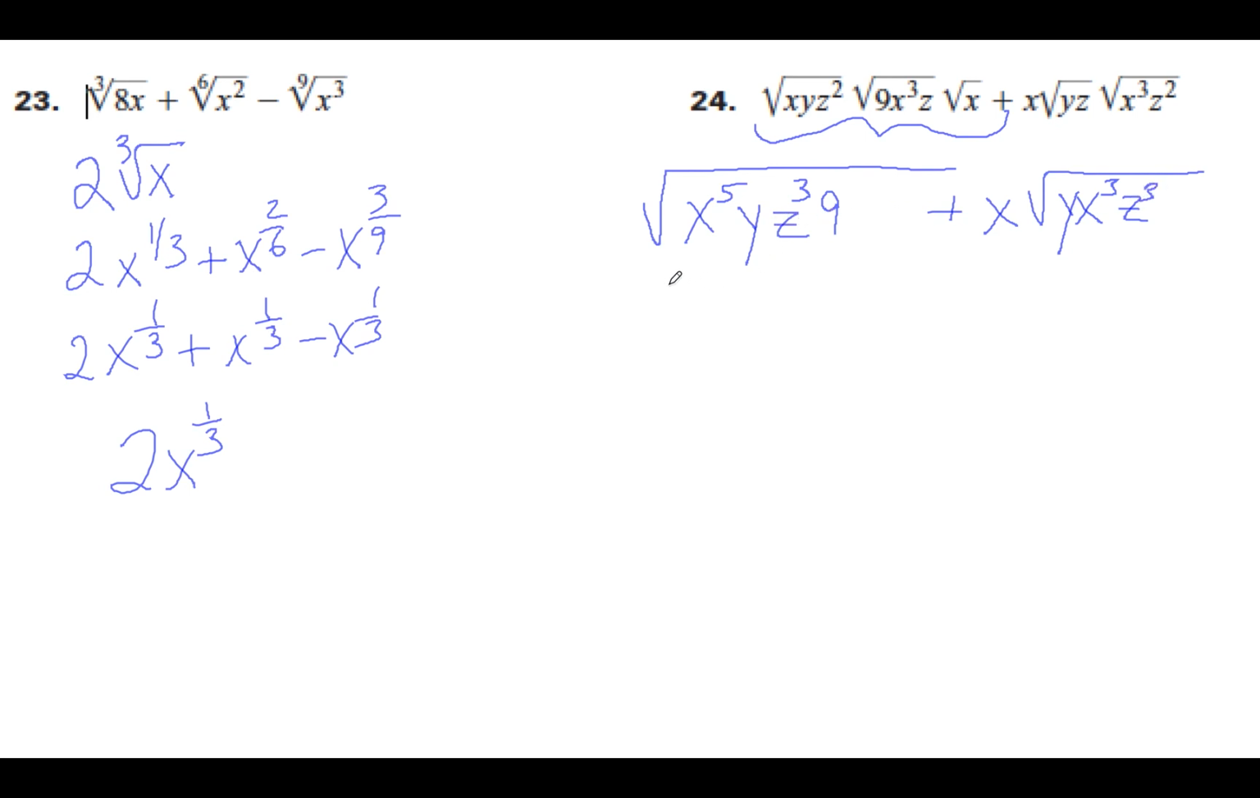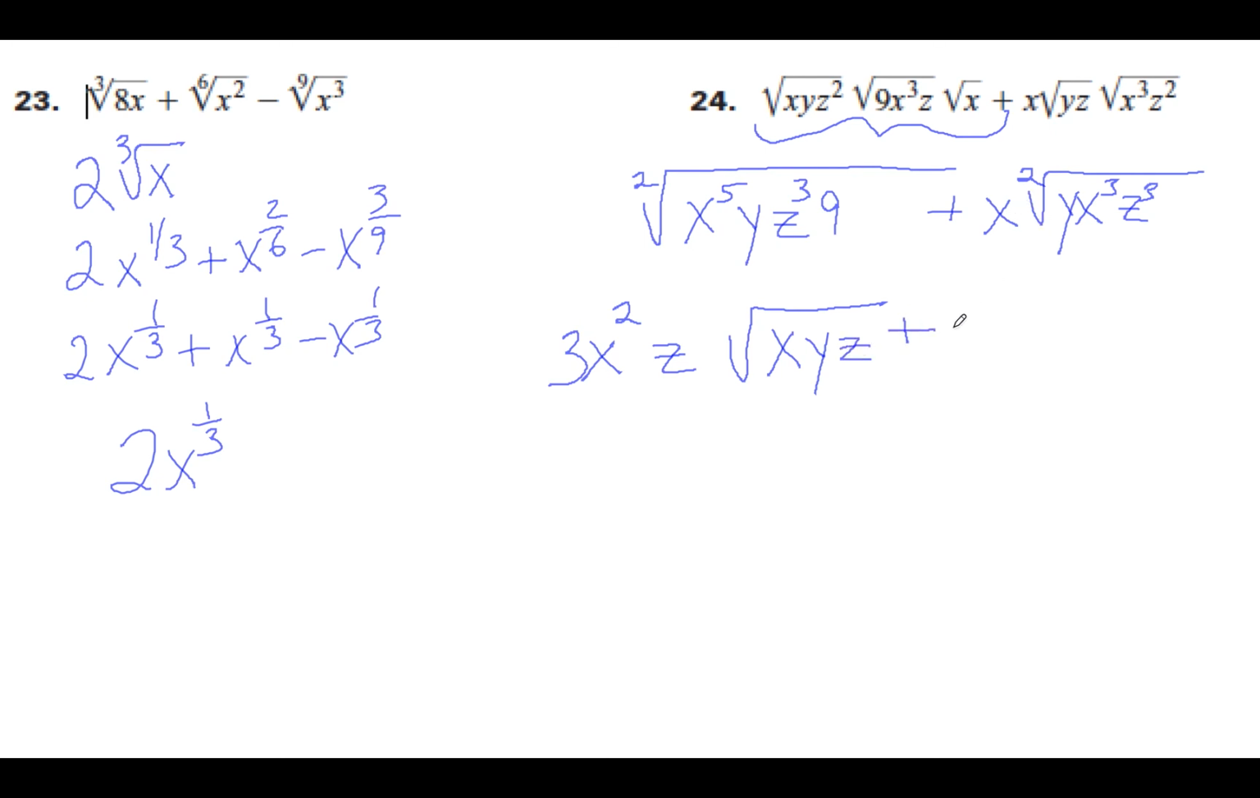Now we're going to simplify this a little bit. Okay, this is a square root, square root. I'm going to put the numbers first. Square root of 9 is going to be 3. Square root of x to the 5th, that means it's x squared times x squared times x. So we get to bring 2 of these out. Leaves one of them in. Square root of y I can't do. Square root of z cubed, I get to bring 1 z out. Leaves 1 in here.